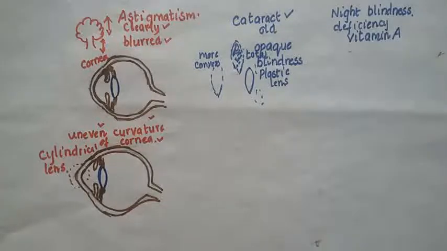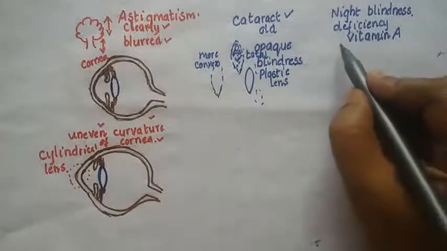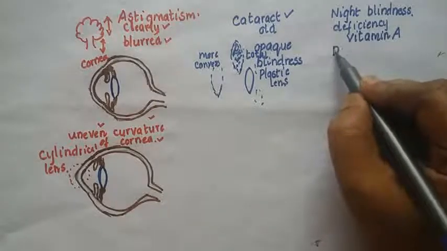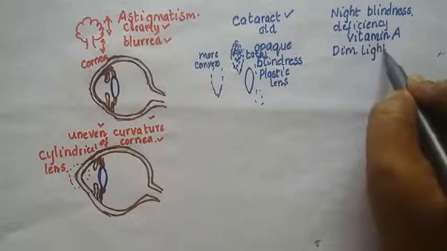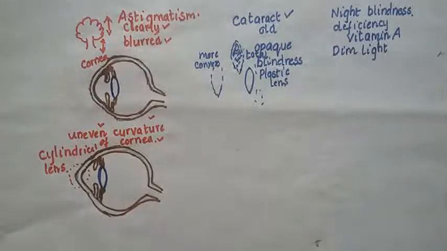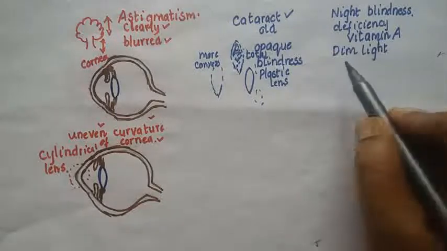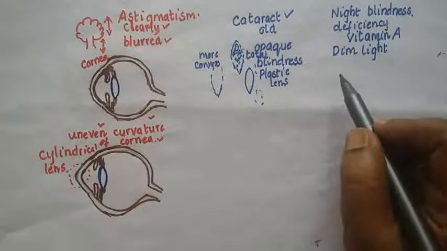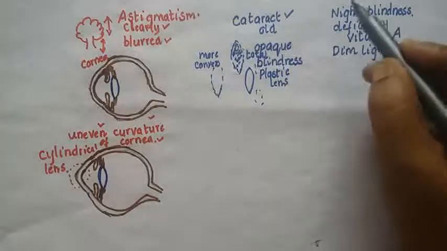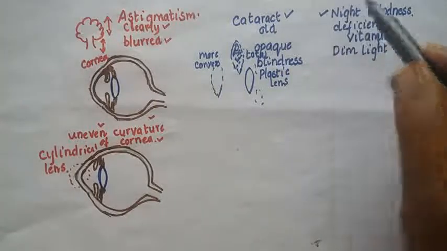Now, what is the problem in night blindness? Here, the person cannot view the objects in dim light. It does not mean that he cannot see in the darkness, or even during the day, whenever his eye is exposed to dim light, he finds it difficult to view those objects. What do we call it? Night blindness.